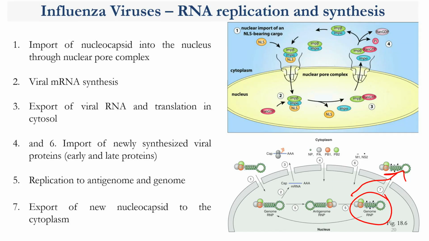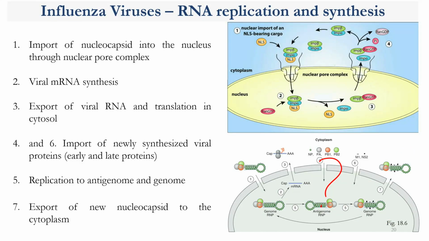You replicate first to antigenome, then to genome. And while you are doing that, you're also making your M1 and NS2, which are your late proteins. Those come in, everything joins together, forms the complex, and you send the complex out into the cytosol. Okay? Now the question is, how do we control all this?